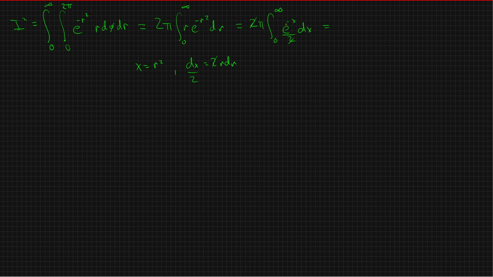And what is this integral right here? Integral of e to the minus x from 0 to infinity. We just talked about this, right? It's just 1. So this, at the end of the day, just becomes pi. But what we really want is just I, we don't want I squared. So real easy, just take the square root. I equals the square root of pi. So that is the integral which we set out to find.